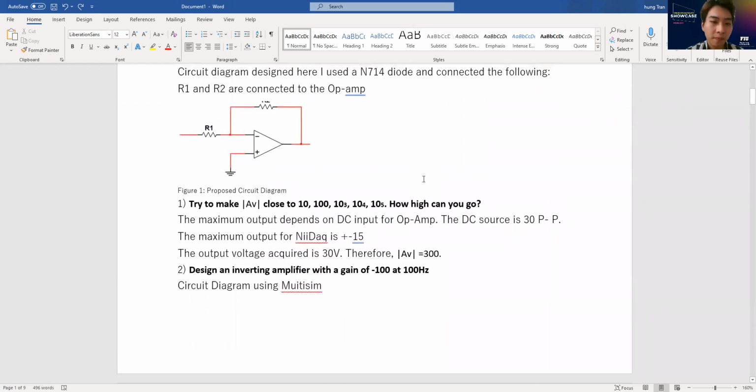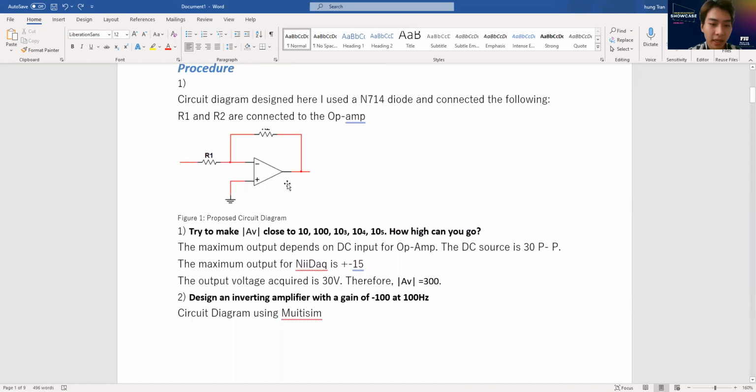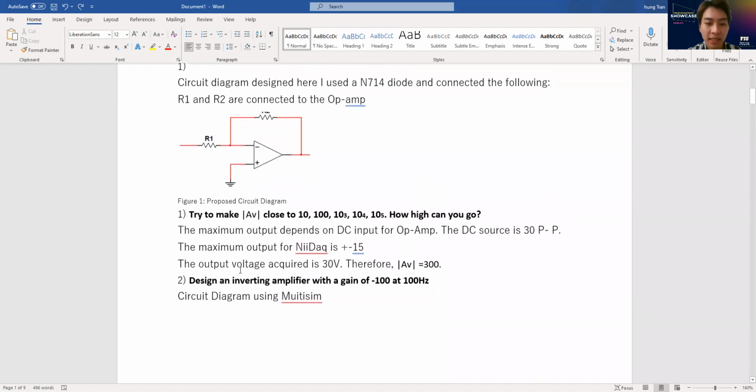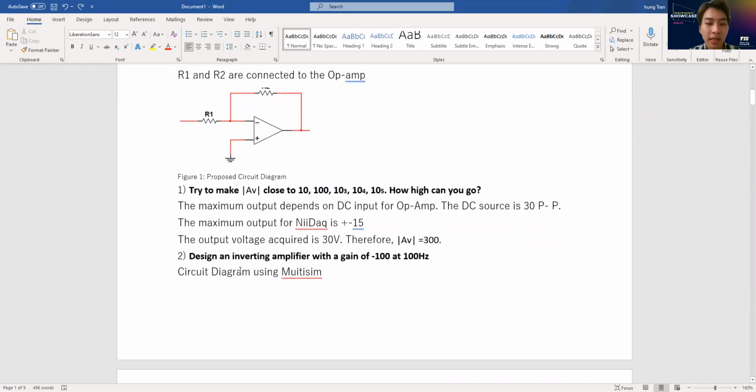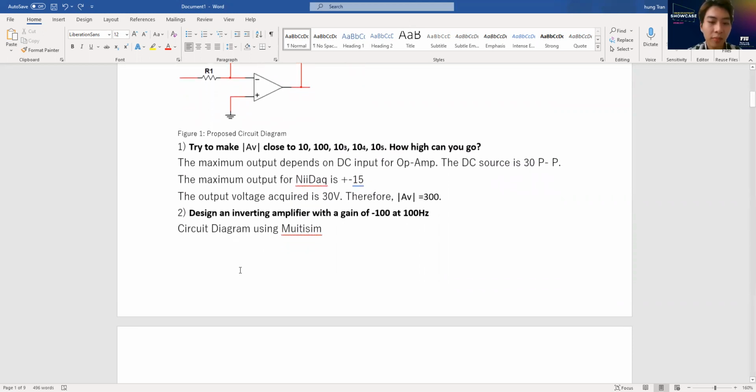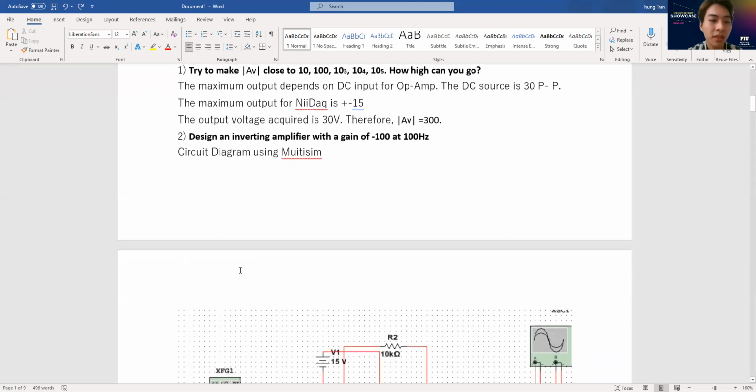As you can see here, the maximum output depends on the DC input for the op amp. The DC source is 30 peak to peak, so the maximum for my DAC is negative and positive, minus and plus 15. The output voltage acquired is 30 volts. Therefore, the AV is equal to 300 as the maximum.